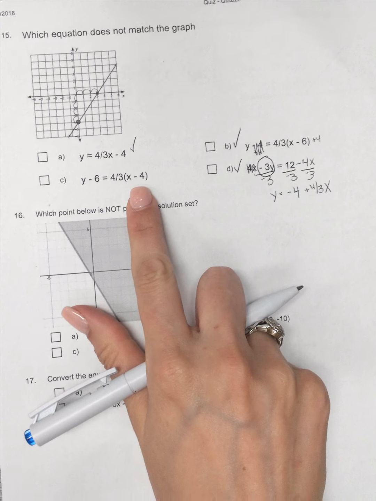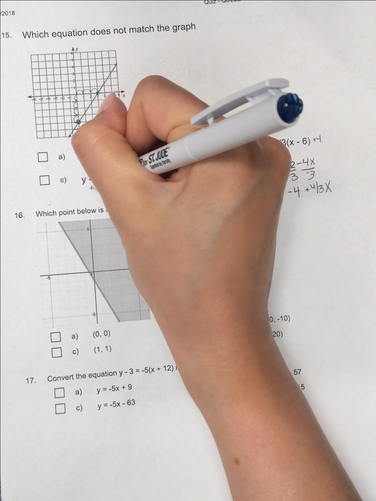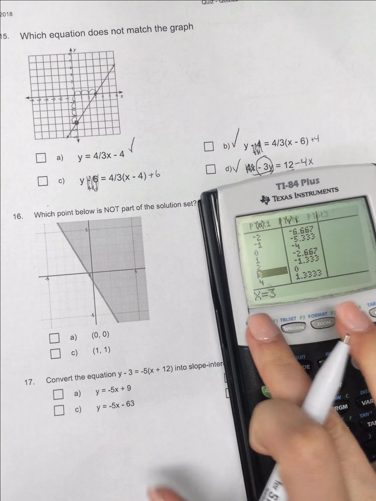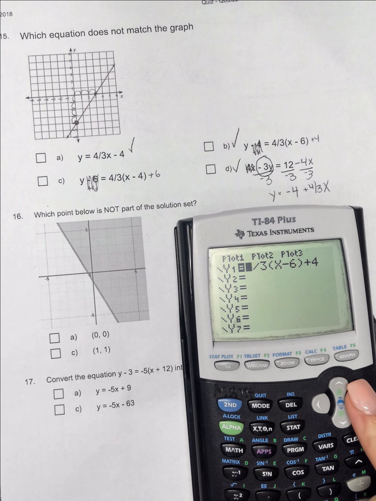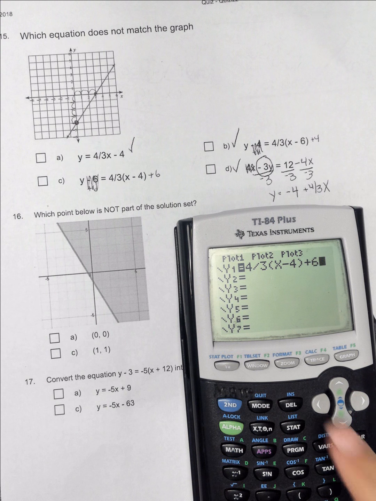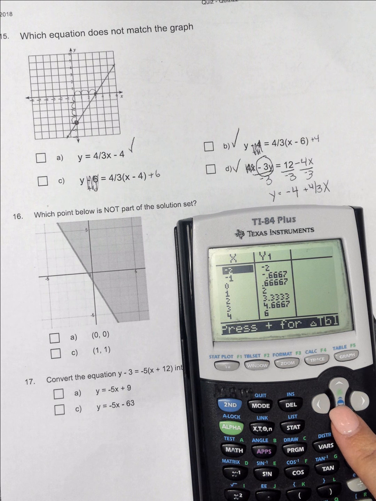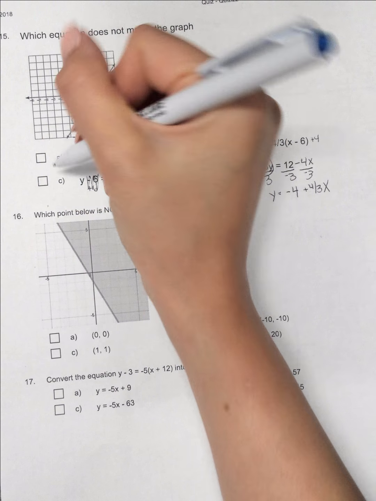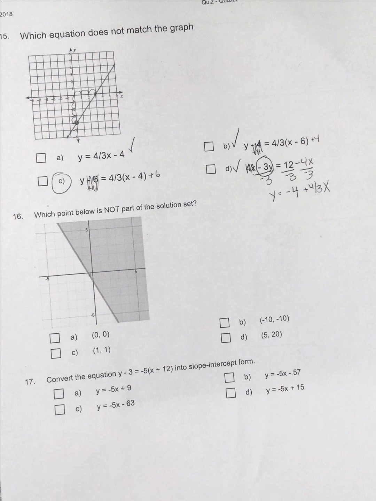So this one, to solve for it, add 6, add 6. So 4/3 x minus 4 plus 6. 0 does not go through negative 4, so that one is the one that is wrong.